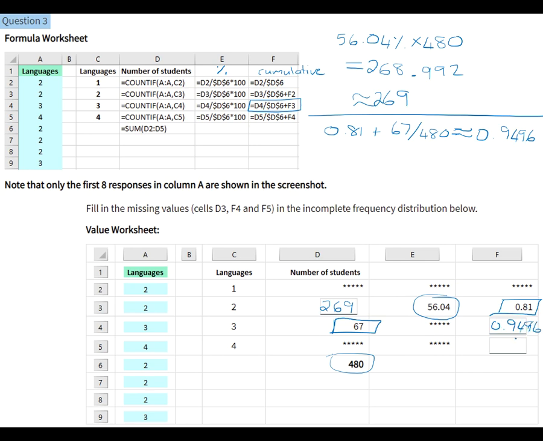So we can fill that in here, 0.9496. And now the last one is our cumulative frequency at our last possible value that we can observe. So we know when we sum all of this, we get to 480. And when we calculate this answer here in cell F5, it's actually just going to sum up to 1. Because cumulatively, when we get to our last option, everything should sum up to 1. So you didn't even have to do a calculation there.